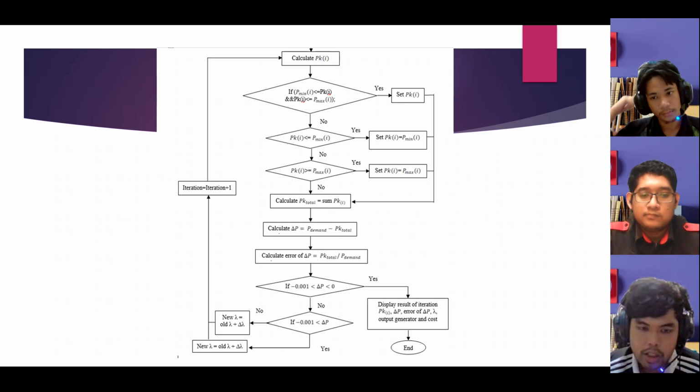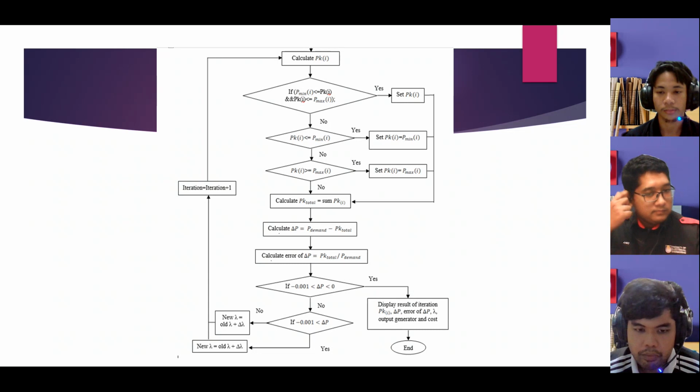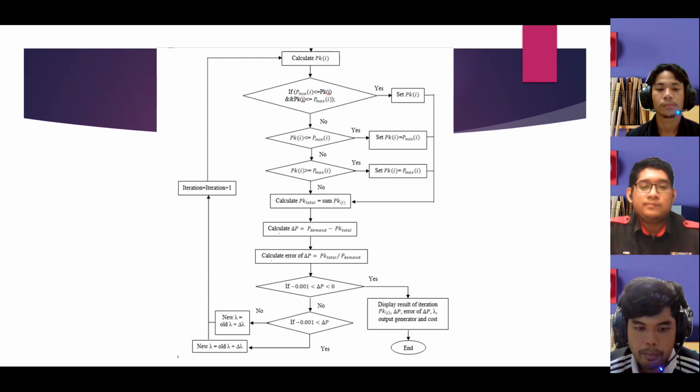So we can get the delta P. After that, we can calculate the error delta P by using the value of PK total divided by power demand. So we have two possibilities. If the value is negative 0.001, below than delta P and below than 0.